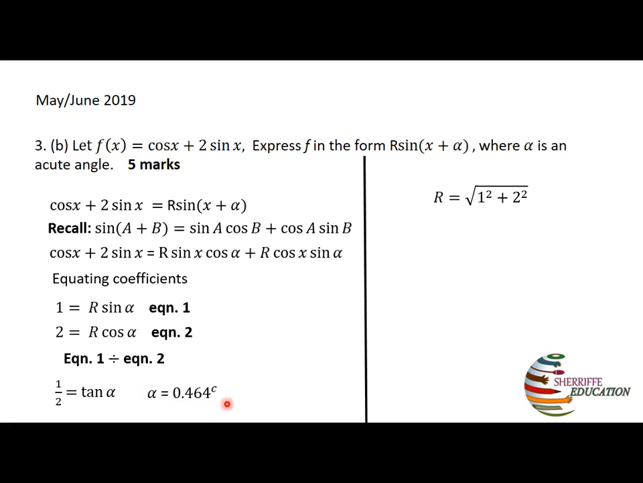Now for r, it is the square root of 1 squared plus 2 squared. So r is just the square root of 5. Now in general, to find r, what we do is r will be equal to the square root of the sum of the squares of the coefficients. So whatever is the coefficient of sine and cos on the left hand side here, we square them and take the sum, and then we find the square root of that value.